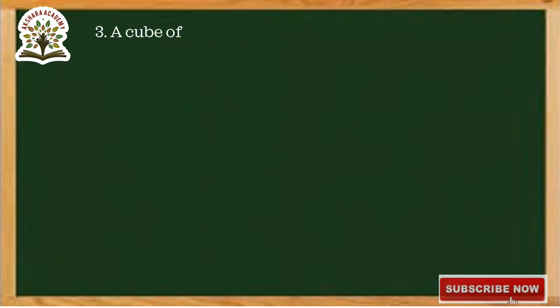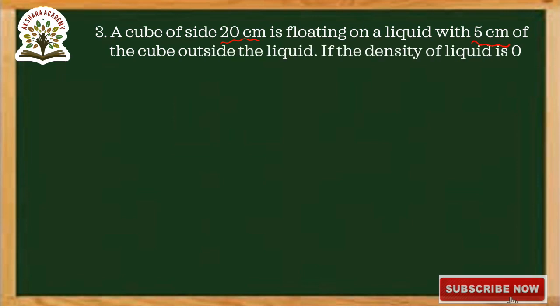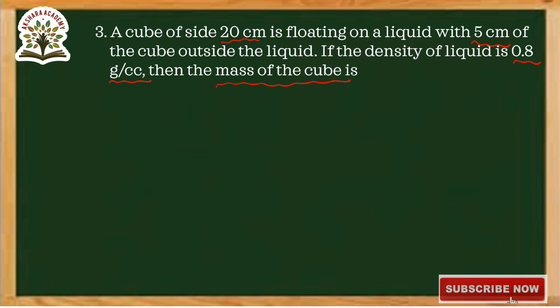Next question, the third one. A cube of side 20 centimeters is floating on a liquid with 5 centimeters of the cube outside the liquid. If the density of the liquid is 0.8 gram per cc, then the mass of the cube is, here you have to calculate the mass of the cube. Now let us go to the solution.